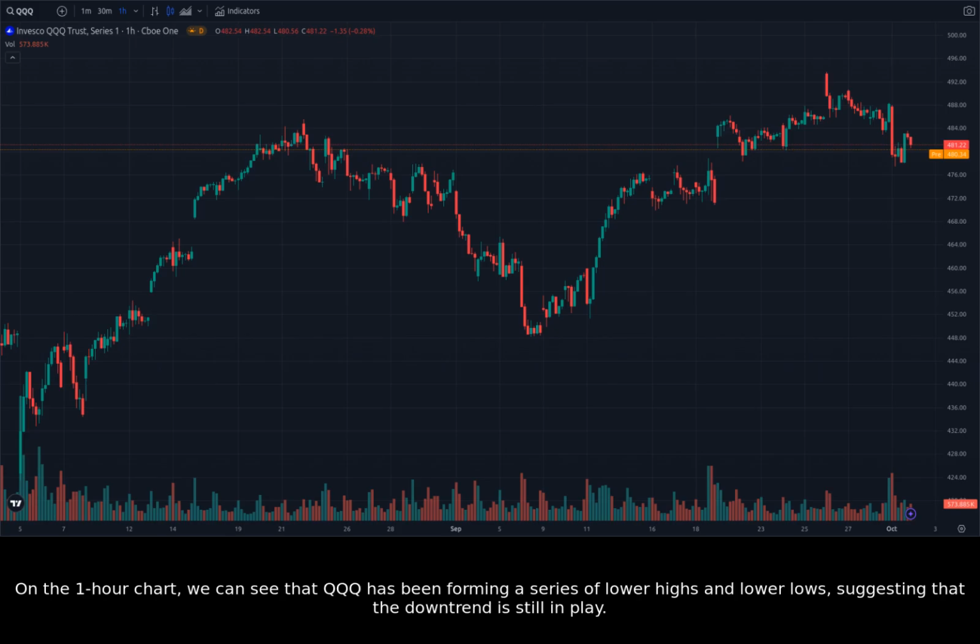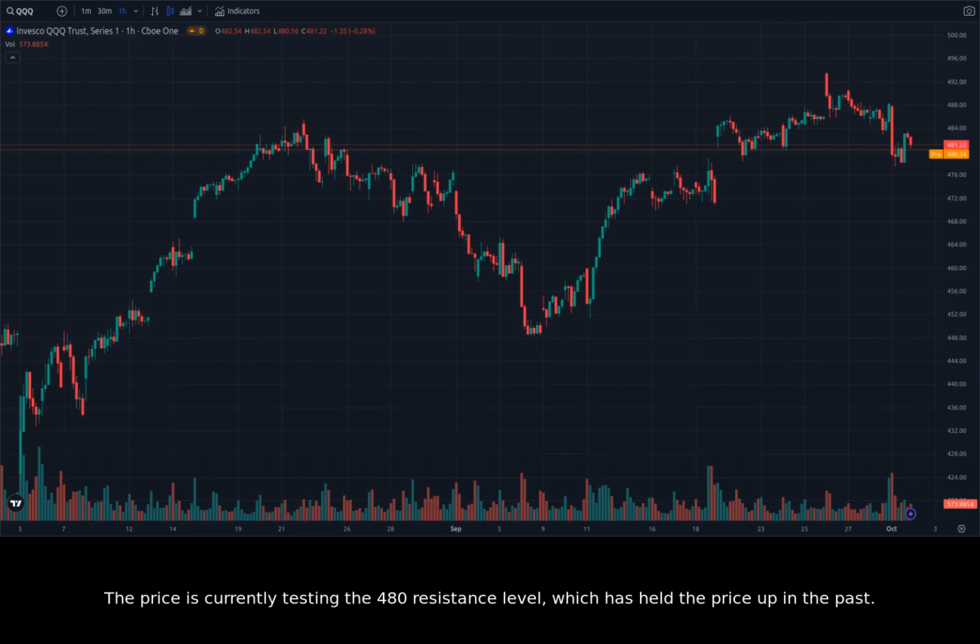On the 1-hour chart, we can see that QQQ has been forming a series of lower highs and lower lows, suggesting that the downtrend is still in play. The price is currently testing the 480 resistance level, which has held the price up in the past. If the price breaks through this level, it could signal a short-term reversal to the upside. However, if the price fails to break through, it could continue its downtrend towards the 470 support level.